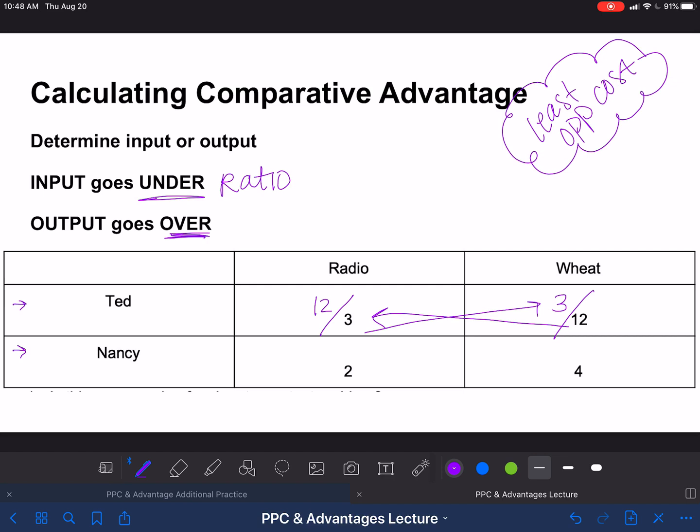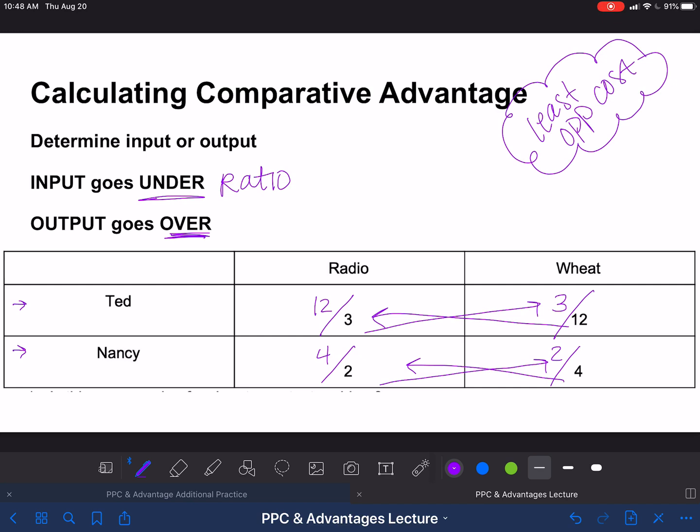And I'm going to do the same thing for Nancy. I'm going to take the 4 and put it over the 2. I'm going to take the 2 and put it over the 4. See how we went over? That's how we're setting up our ratios to figure out our opportunity costs.